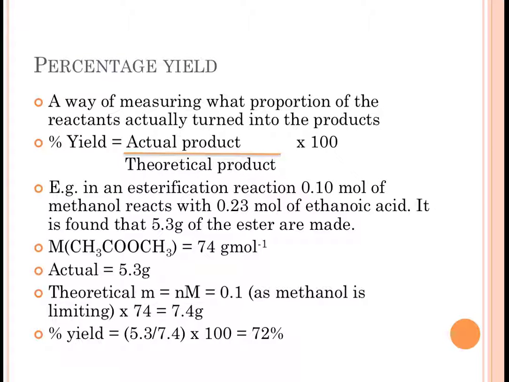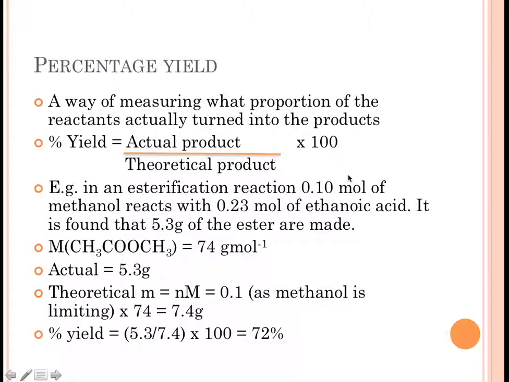The other thing you might be asked to calculate is percentage yield. Now that's a way of measuring what proportion of the reactants you started with actually turned into the products. Yeah? You'll remember this from equilibrium, that not all of your reactants turn into your products. Again, it's a nice simple calculation because it's a percentage. It's your actual product divided by your theoretical times 100.